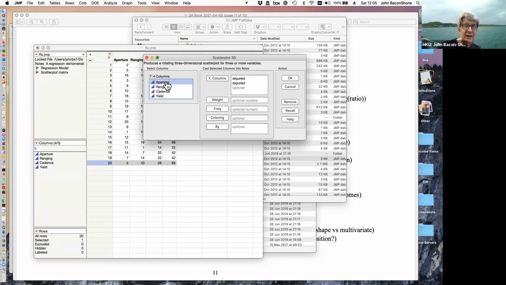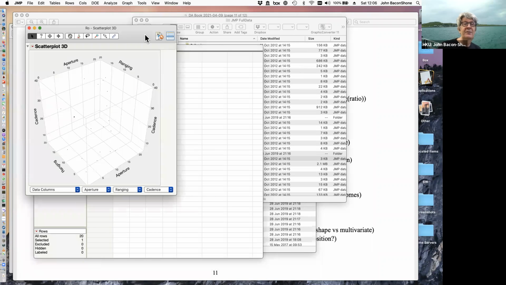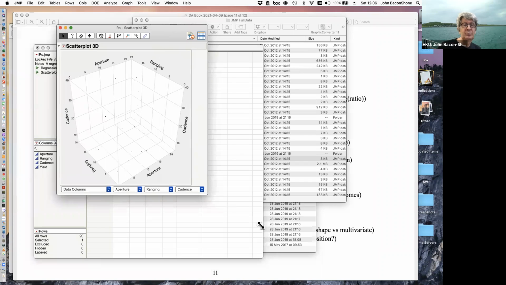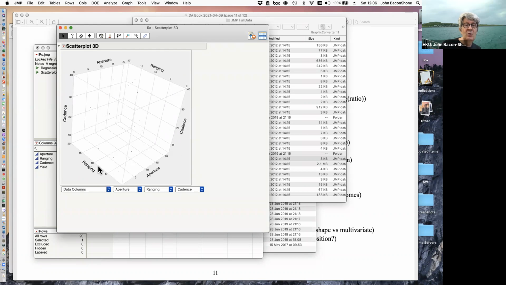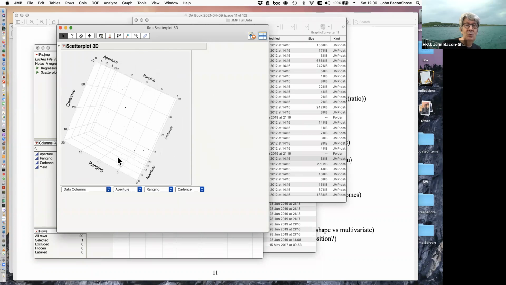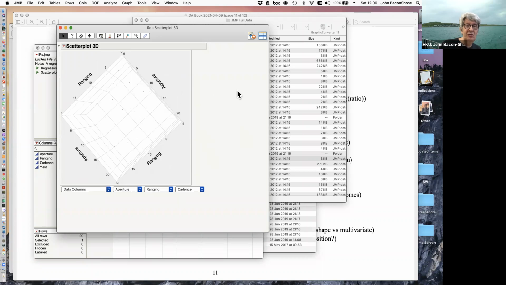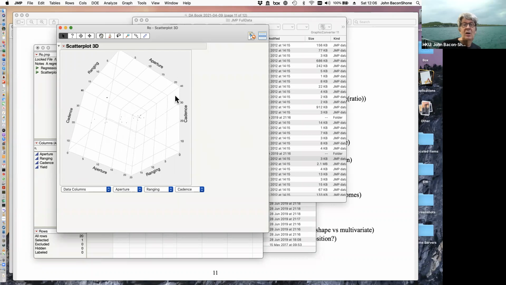And I'm not interested in yield for the moment. I'm just interested in my 3 covariates. So I'm going to select aperture, ranging, and cadence. Now, my 3D plot is showing me all my points in the 3D space. And if I click on here with my mouse and drag, I can rotate that space in any way I want. So I'm looking at all the different 2D projections of my data.